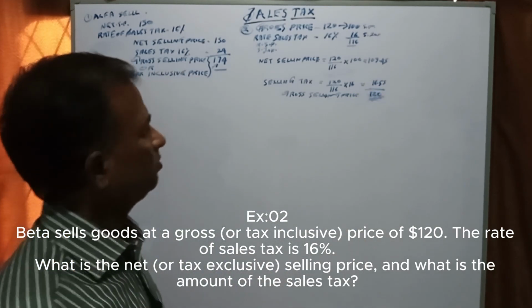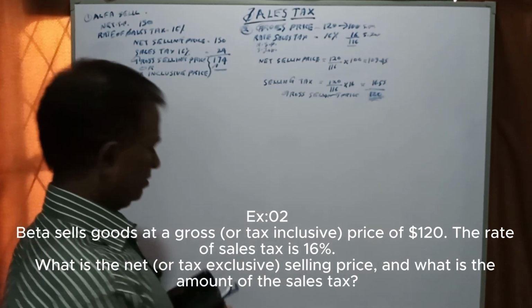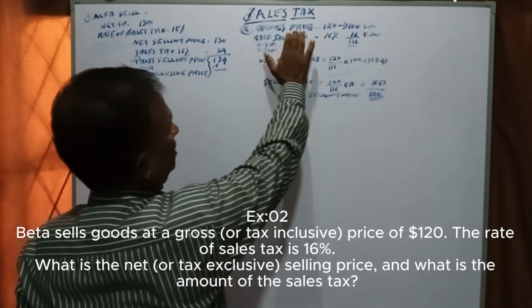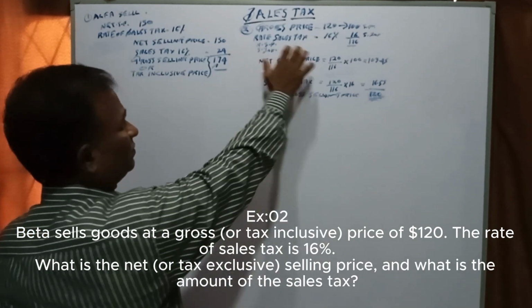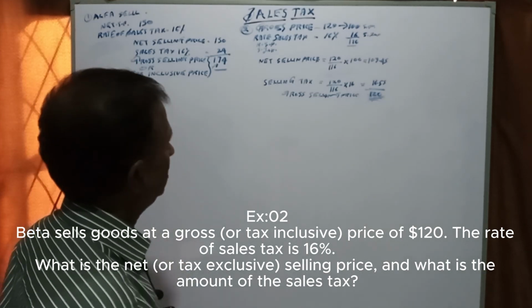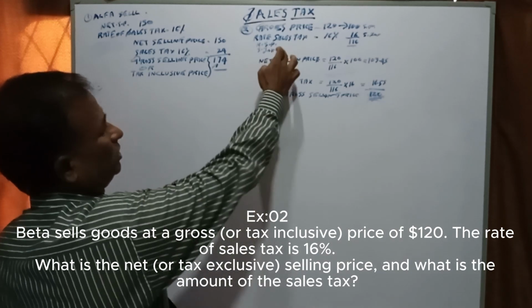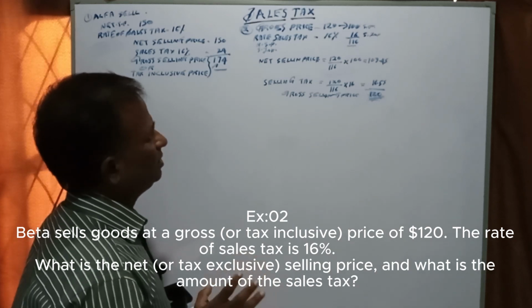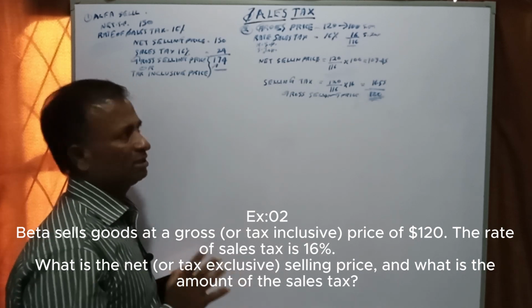Is there any problem in understanding? Here, the question says the gross price is 120 and the rate of sales tax is 16%. They want us to calculate the net selling price. Gross price means that particular price includes the sales tax.